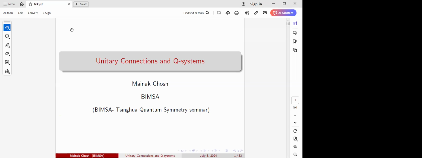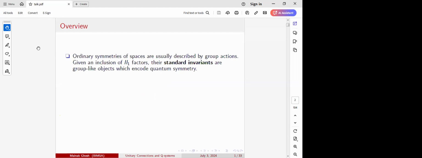Let me begin by giving a brief overview of the topics that I will be talking about. We know that ordinary symmetries of spaces are usually described by group actions. Now, given a subfactor, or an inclusion of two factors, their standard invariants are group-like objects which encode quantum symmetry.